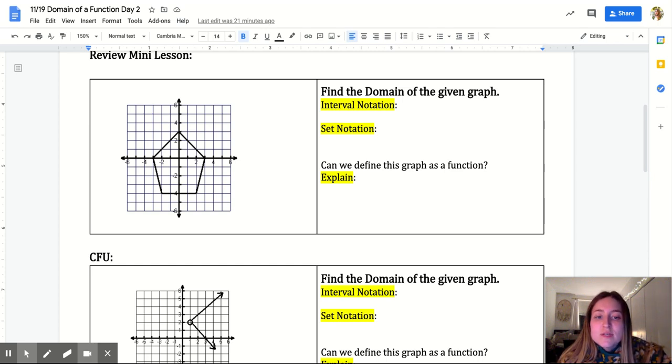For our set notation, which is oftentimes a little bit easier, we just write in our lowest point, our most left point, and then our most right point with a comma in between. And then thinking about our brackets, we know that if we're including both -3 and +3, we're going to have our brackets here on both sides because we're including both -3 and +3.